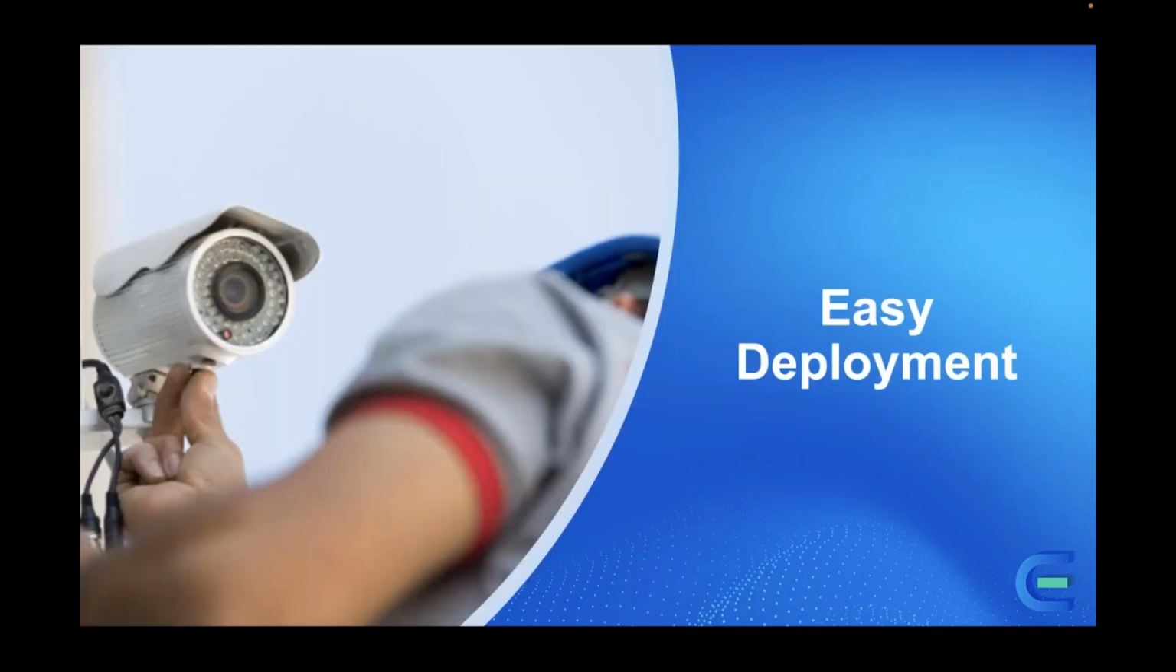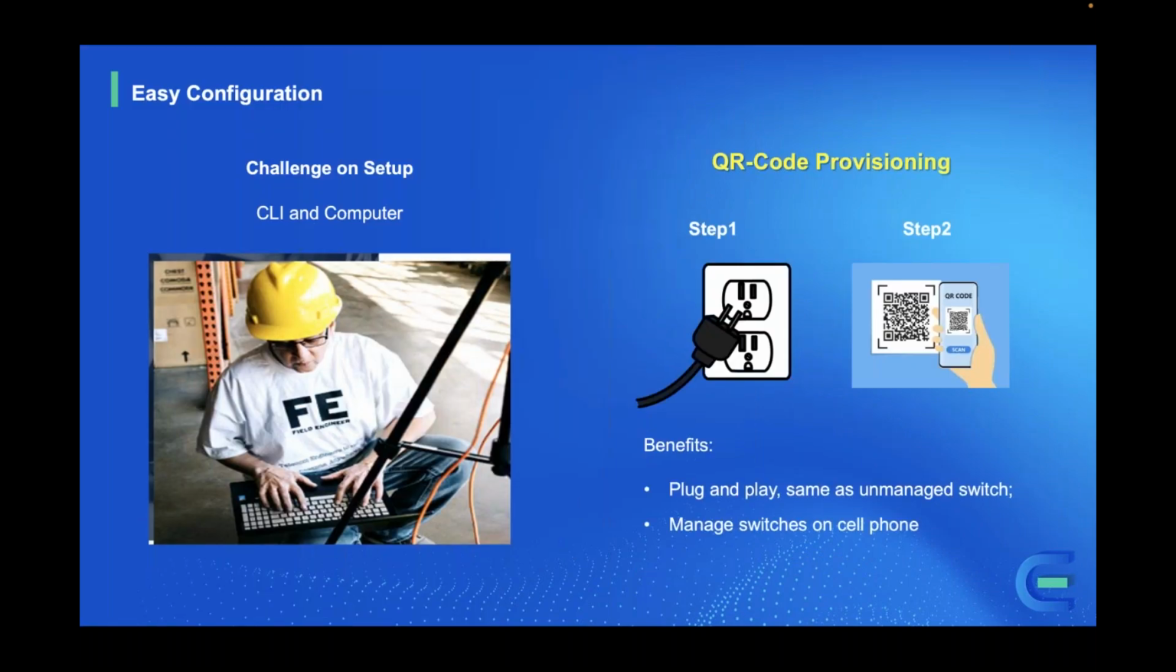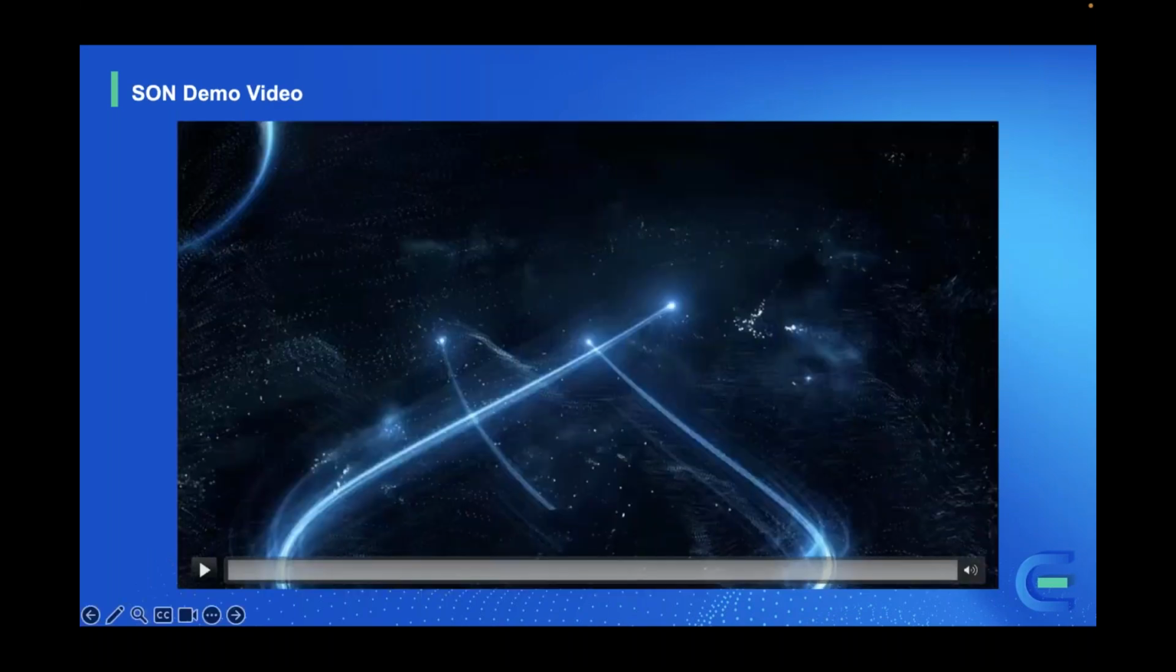So first is easy deployment. The old-fashioned way is we need a laptop using CLI, the command line interface, to configure VLANs, ports, everything. And sometimes you even need help from networking engineers or tech support from your distributors. So there is a lot of time wasted on phone calling, waiting, everything, right? But with our systems, you are able to do the job on your own. Step 1, plug and play. Step 2, scan the QR code and manage the switches on your cell phone. So let me show you how to do that.